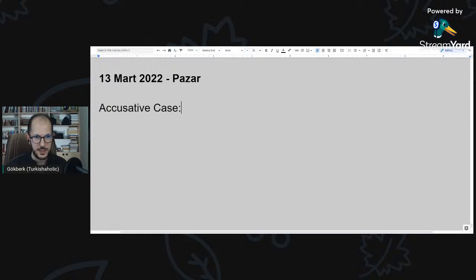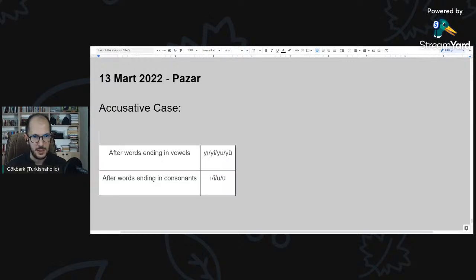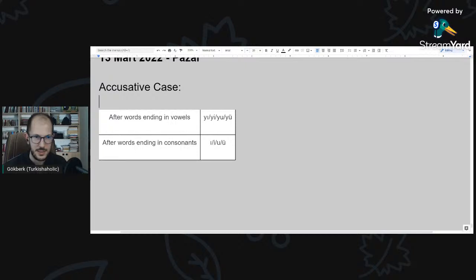I'm just going to copy paste from my chart. So if the noun ends in a vowel, we have to use a buffer letter in front of the vowel. So our buffer letter is the ye sound, this sound. This is the buffer letter we add if the noun that we're attaching it to ends in a vowel sound. If it ends in a consonant, we don't have to attach the ye. It's just the ı, i, u, ü.